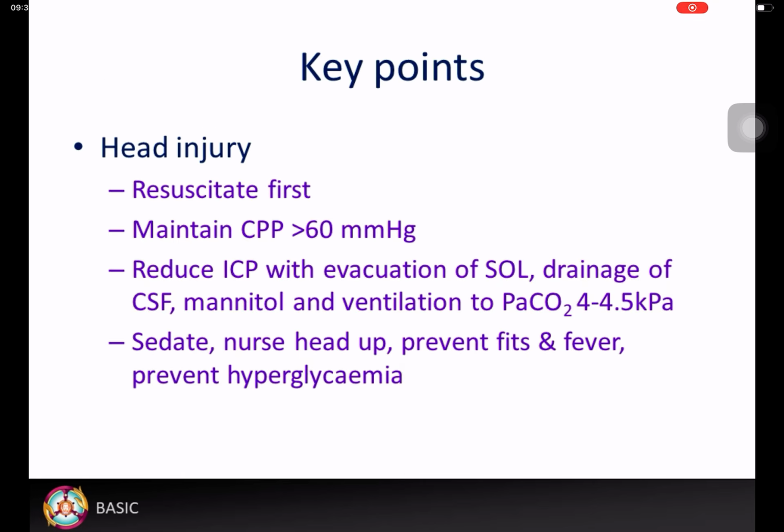The key points related to head injury are resuscitate first, maintain a cerebral perfusion pressure of more than 60 millimeters of mercury, reduce the ICP with evacuation of the space-occupying lesion, drainage of CSF, mannitol, and ventilation to a PaCO2 of 4 to 4.5 kilopascals. Sedate the patient, nurse him or her head up, prevent fits and fever, and prevent hyper and hypoglycemia.